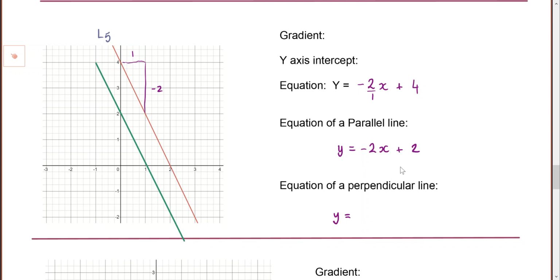Anyone want to give it a go? Y equals 1 over 2, yeah? X plus anything you like. So that would be a line that looks something like this. So the one that I drew would be y equals 1 over 2x plus 1.